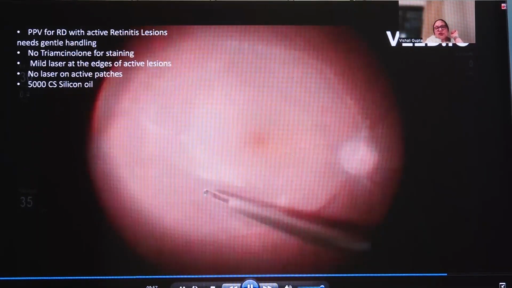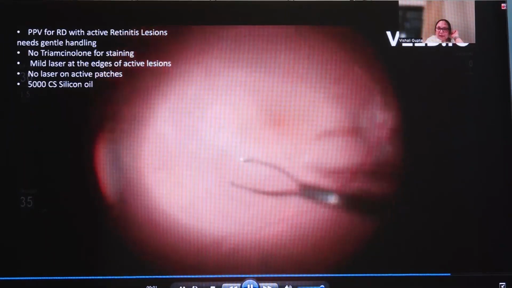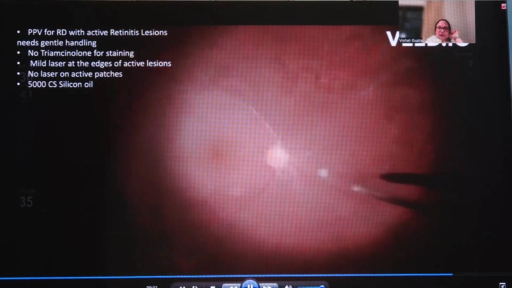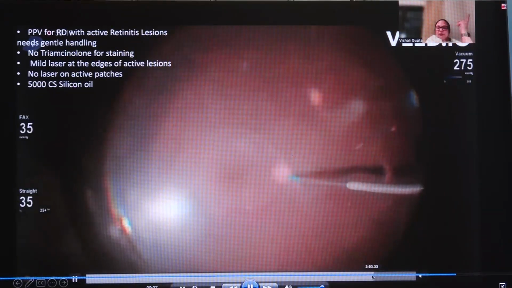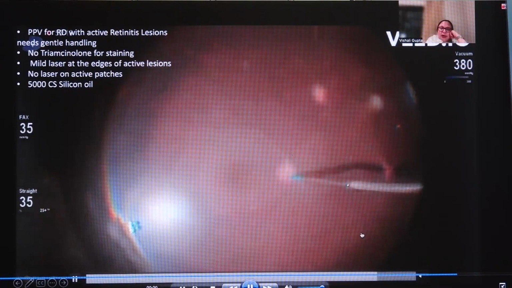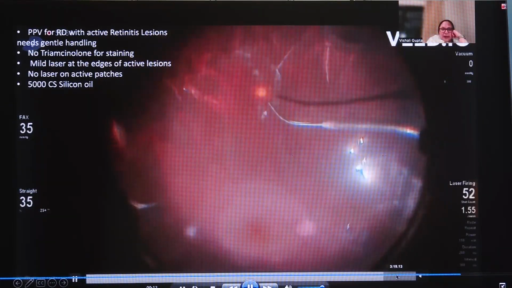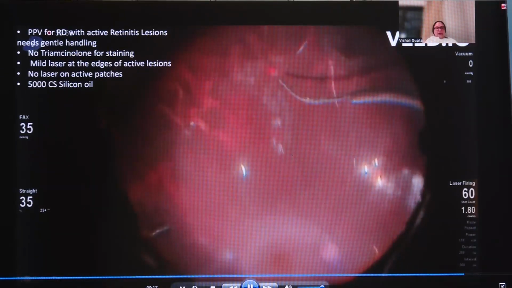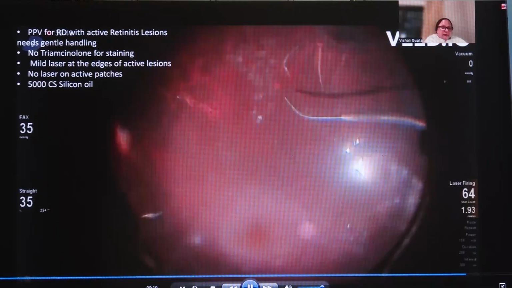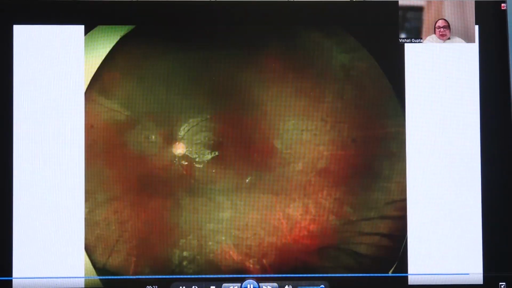So you have to use 5,000 centistoke oil, because these are the eyes which need a very long-term tamponade, and you really don't have to remove that. Here I'm doing the retinotomy, and then a very gentle laser to the edges of the break. You don't have to go very heavy on the laser. And this is how the patient behaves post-operatively.